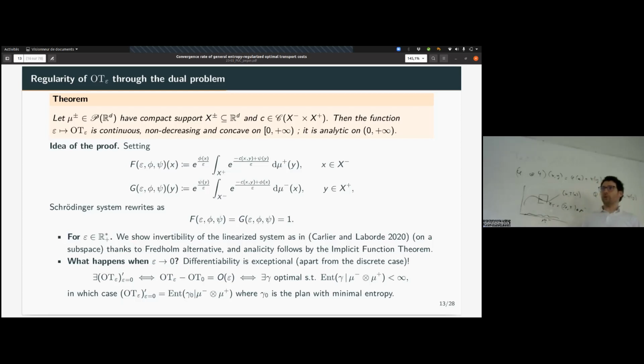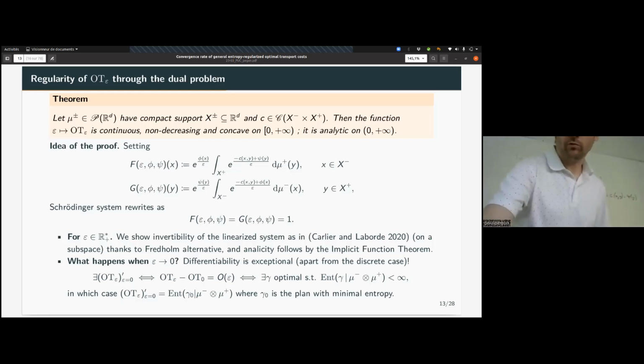And so the really important thing is when epsilon goes to 0. And this behavior as a degree of epsilon actually corresponds to having a derivative at 0, which is very special and almost never happens except in the discrete or semi-discrete cases. And this is equivalent to saying that you have an optimal plan for the original problem with 0 temperature which has finite entropy, which is, for example, not true when you are concentrating on a graph. And so the question is, if we don't have this rate, what is the rate?